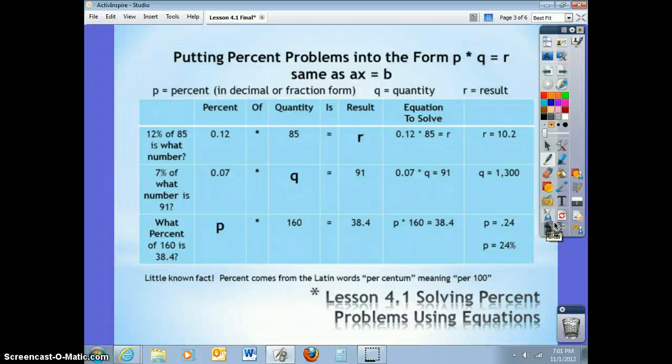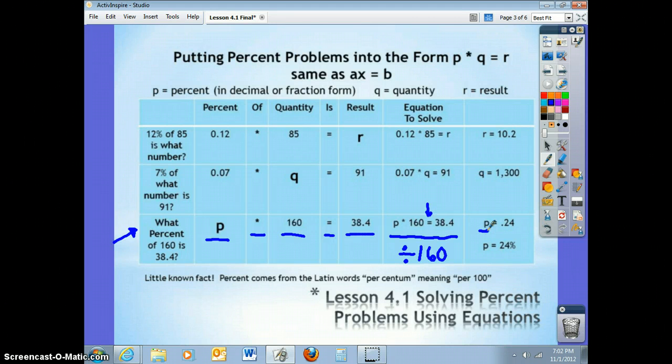The last one you possibly could see in a percent problem is solving for the percent itself. What percent of 160 is 38.4? So percent of 160 is 38.4. This one we're solving for p, the percent, so we're going to divide both sides by 160. And when we divide the left-hand side of the equal sign by 160, we get p, that's the only thing we have left on the left-hand side.